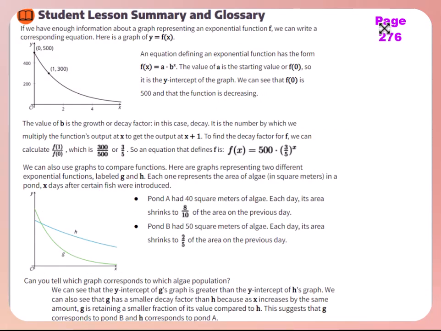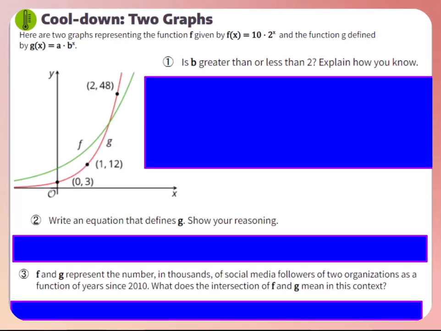Let's turn to page 276. Go through the summary and glossary. Highlight important functions. Oops, that's not my highlighter. Vocabulary, anything that we've gone over that you need to reinforce. Go through that slowly and also use that along with your study guide before we take our test next week. All right, complete the cool down. The cool down is going to be in Canvas.